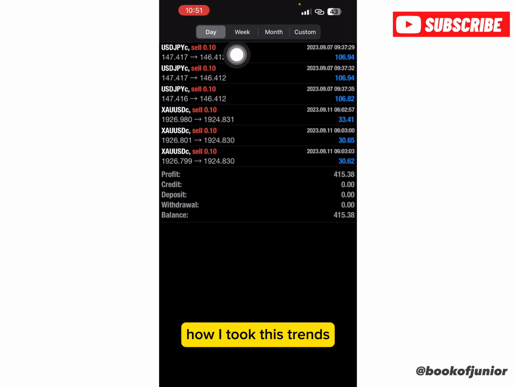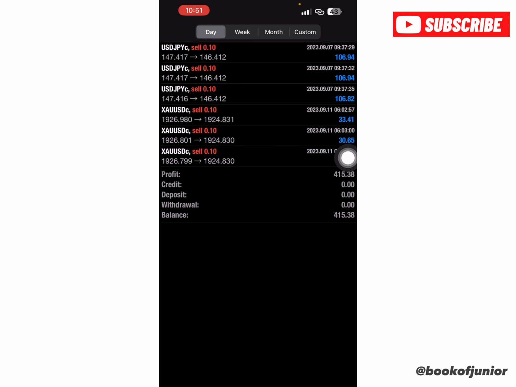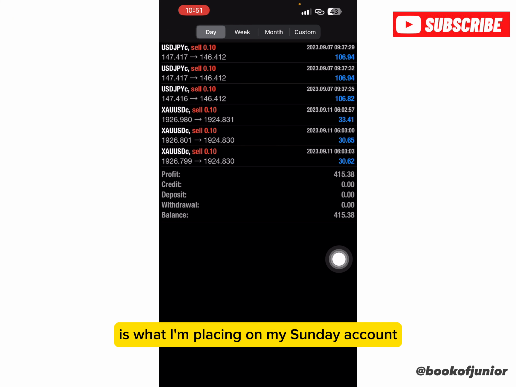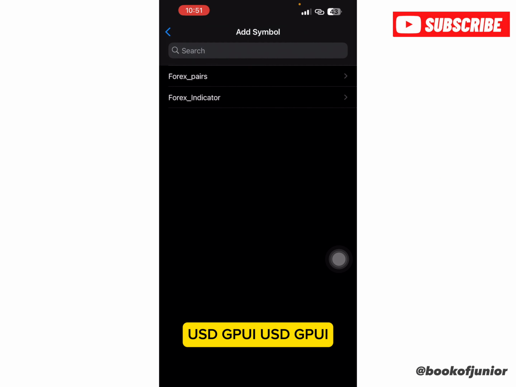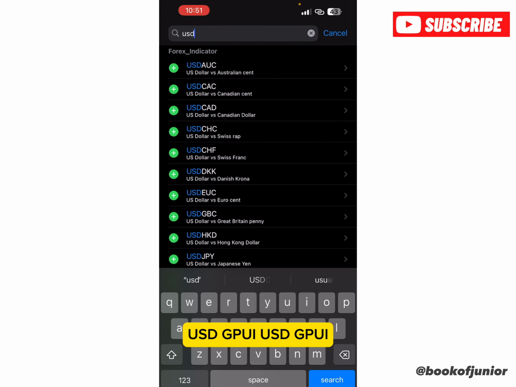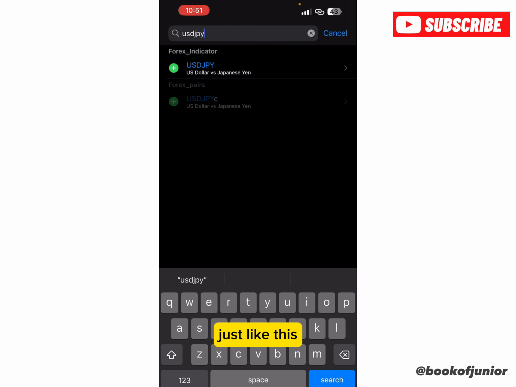So let me explain to you how I took these trades. Whatever trade I'm placing here is what I'm placing on my standard account, which is the big one. So let's first look at USD JPY, just like this.